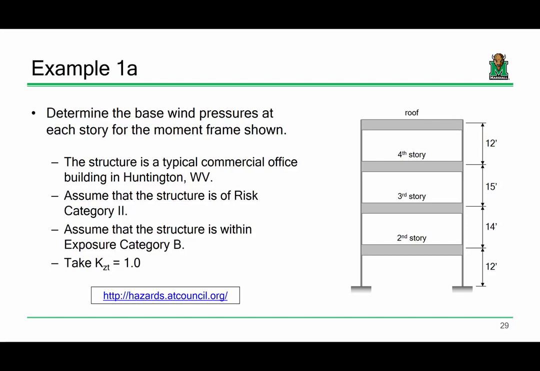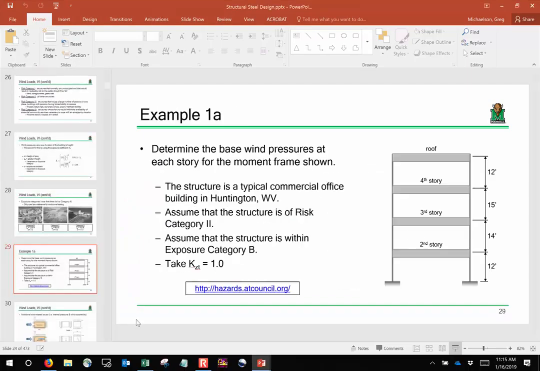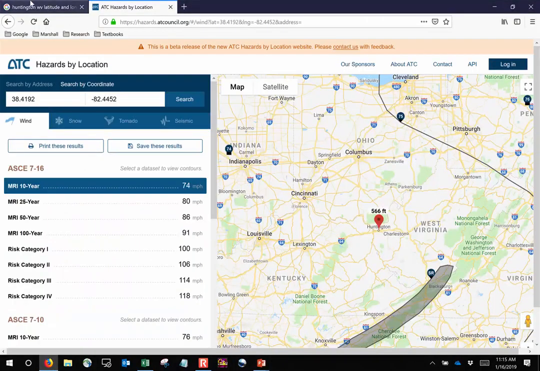And so in order to do that, I'm going to have to compute a series of KZ constants, which is pretty straightforward, but I also need a base wind speed. So how am I going to determine the base wind speed? Well, I can go off the ATC Council maps. So let me first go to the web.